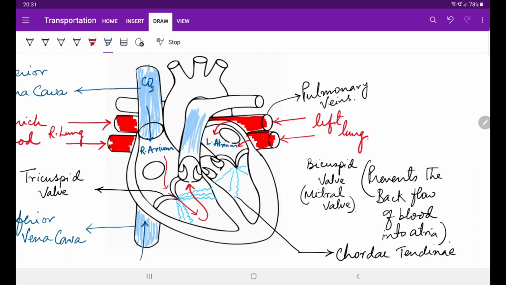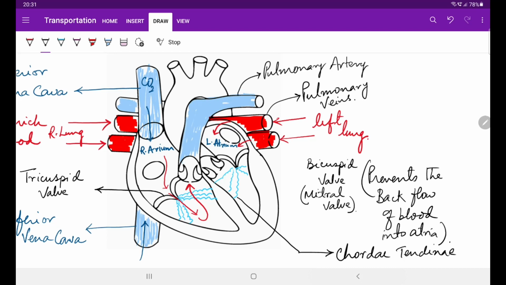So, the major difference between artery and pulmonary artery is that artery carries the oxygenated blood, but pulmonary artery carries deoxygenated blood. But why is it called an artery? The only reason being that the blood vessels that move away from the heart are called arteries. So, this is the pulmonary artery.